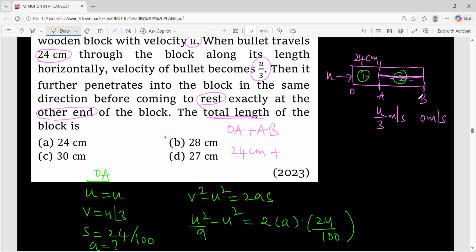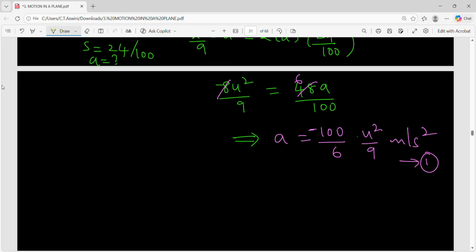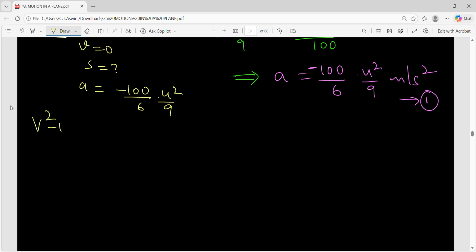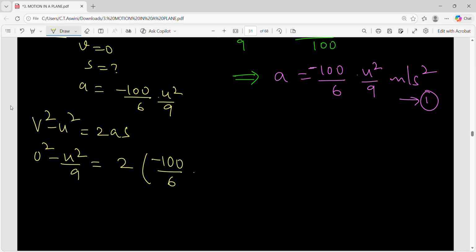Now take the second part, A to B. What was the initial speed? u by 3. What was the final speed? 0. And what is the distance? We don't know. What is the acceleration? It's the same, right? Minus 100 by 6 into u square by 9. So use the same formula. v square minus u square is equal to 2as. This is 0 square. This is minus u square by 9. This is 2 into minus 100 by 6 into u square by 9 into s.